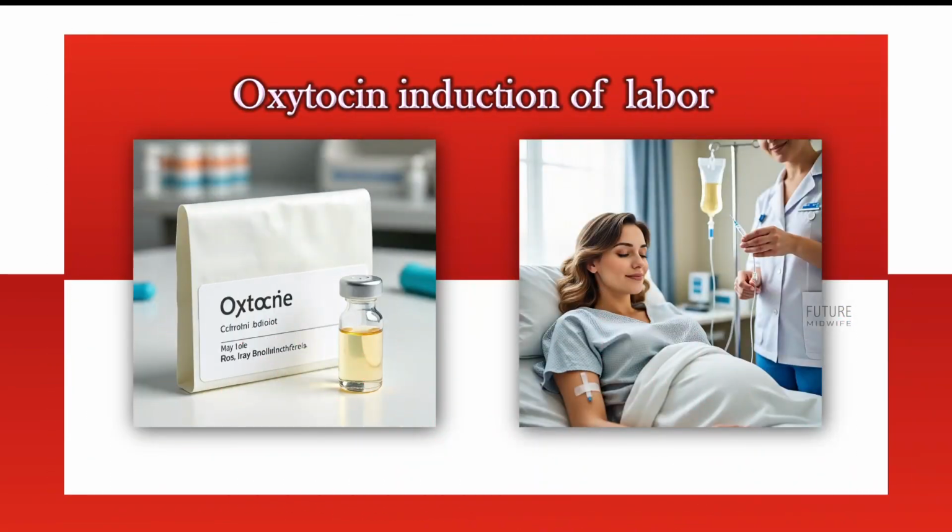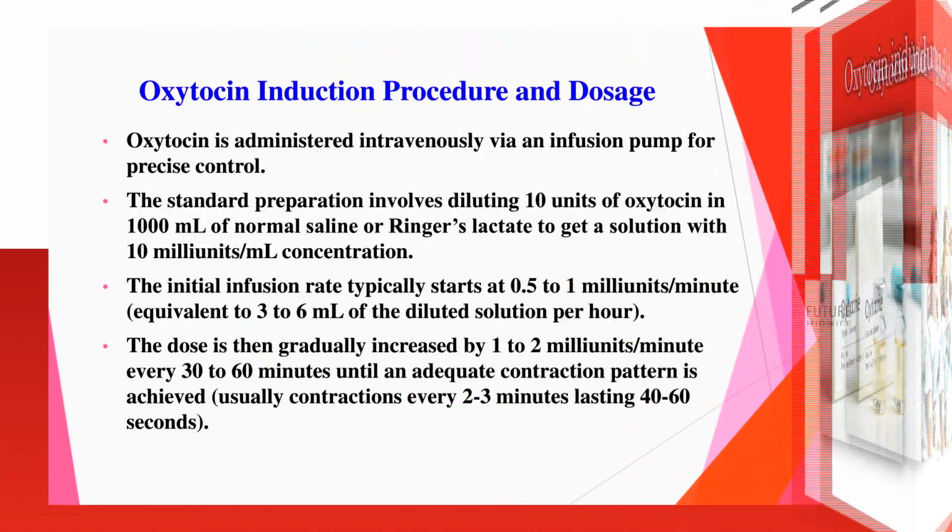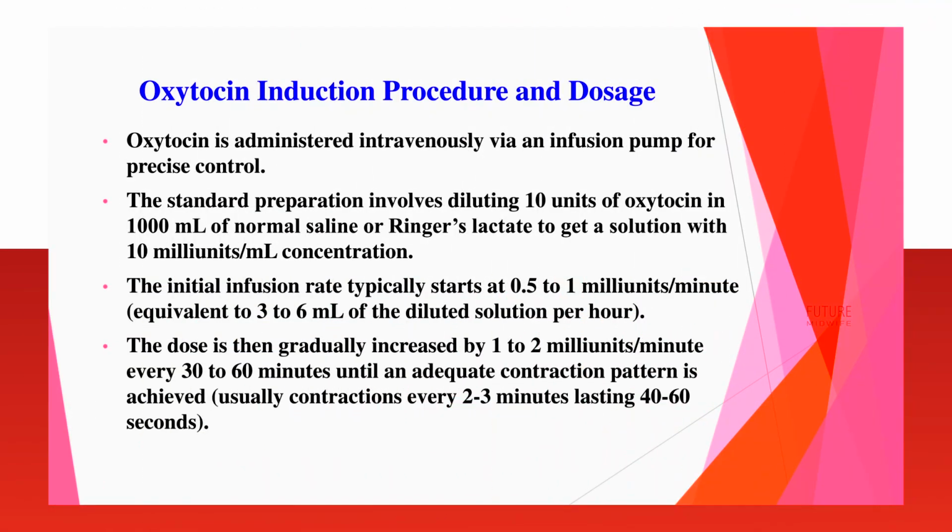Next drug of choice is oxytocin. Oxytocin is used after the cervix is favourable or after prostaglandin ripening. The mechanism of action is that it acts on the oxytocin receptors in the myometrium, it increases the intracellular calcium and it leads to muscle contraction. Also, it enhances prostaglandin release, which automatically augments the uterine activity. Next, I will explain the oxytocin induction procedure and dosage.